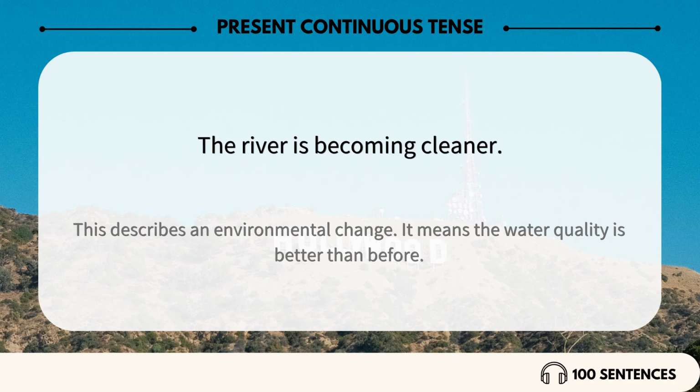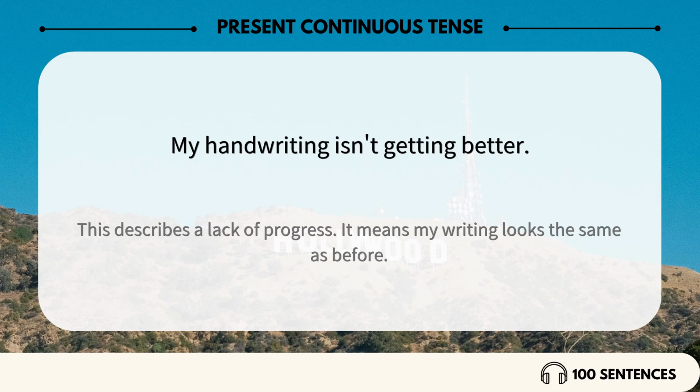The river is becoming cleaner. This describes an environmental change. It means the water quality is better than before. My handwriting isn't getting better. This describes a lack of progress. It means my writing looks the same as before.